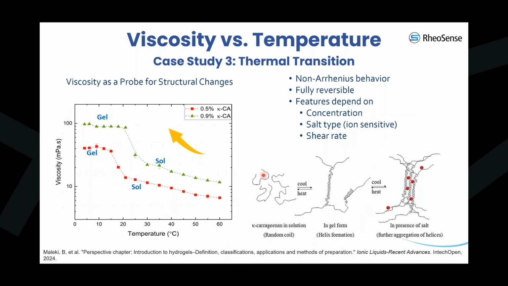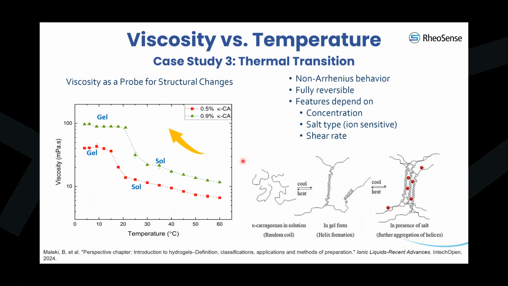All right, another interesting example of viscosity versus temperature is understanding thermal transitions or sol-gel transitions in materials. Let's look at the kappa-carrageenan system, a polysaccharide widely used in food and pharmaceutical applications for its gelation properties.